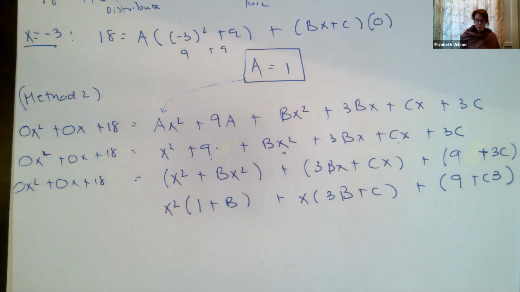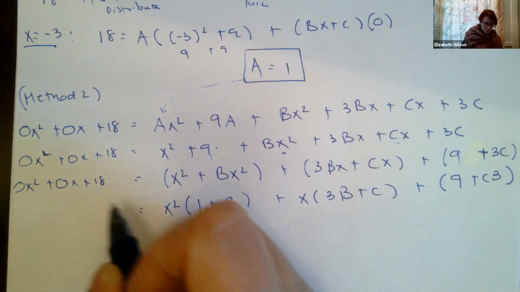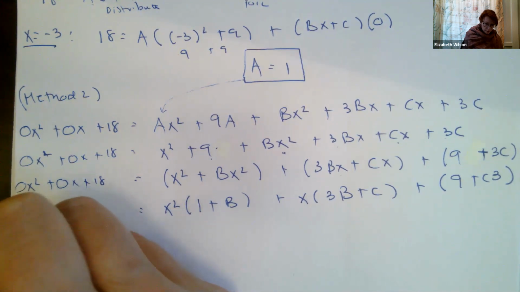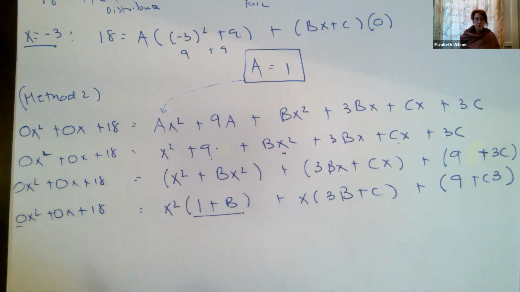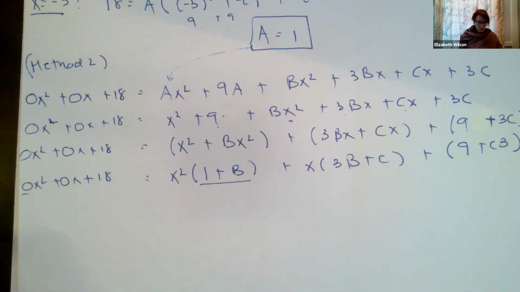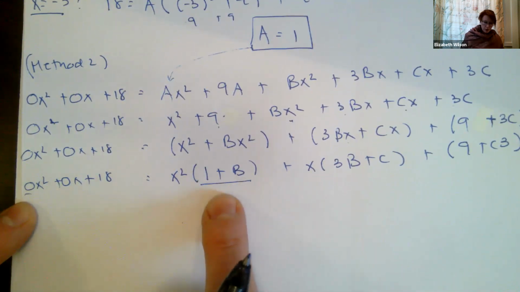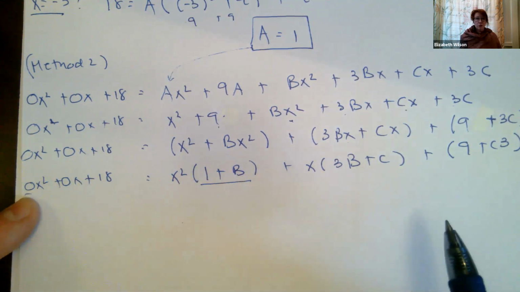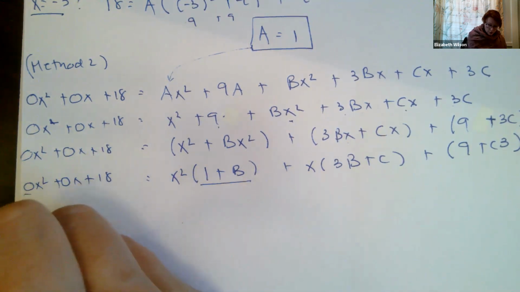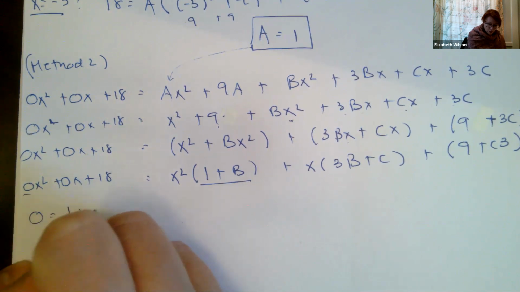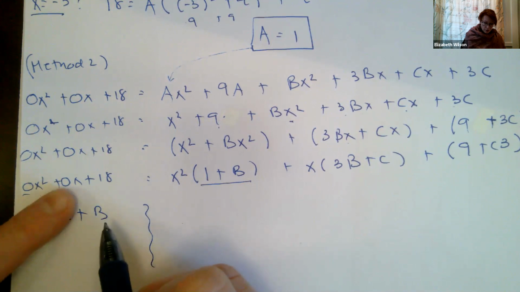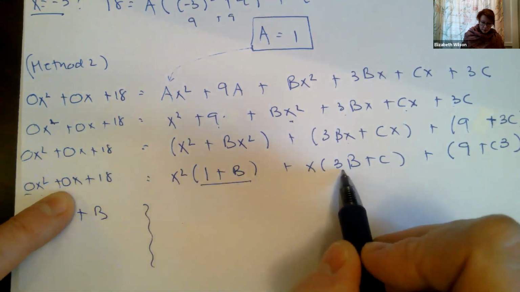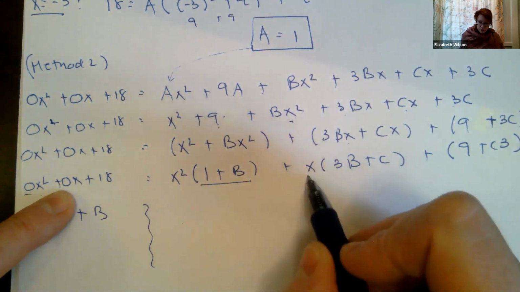Okay. All right. So now what I'm going to do, 0x squared plus 0x plus 18, I'm going to group these coefficients together. So the 0x squared equals 1 plus b. I'm going to have 3 equations and 2 unknowns, right? So I'm going to go 0 equals 1 plus b. This corresponds to my x squared. It's my first equation. 0 times x equals x times 3b plus c.